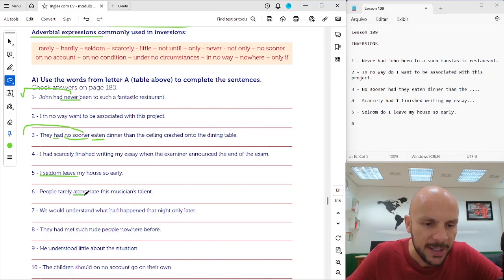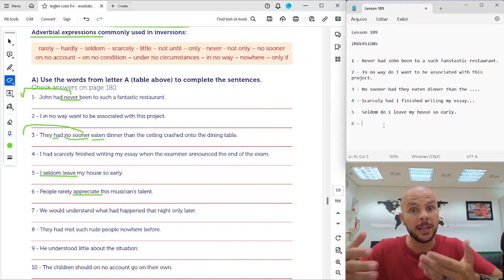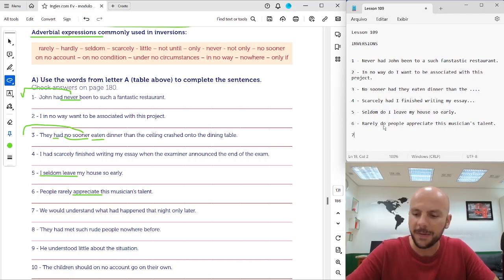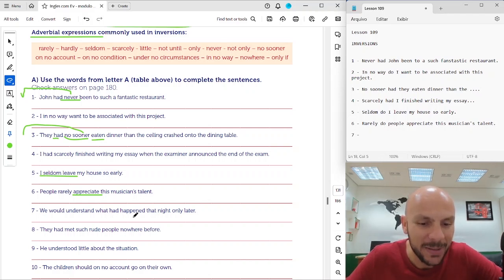6. People rarely appreciate this musician's talent. Again, the present, people rarely appreciate. Let's put emphasis. Rarely do people appreciate this musician's talent. Okay?